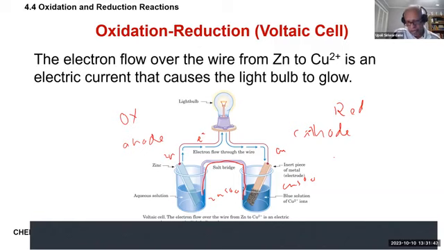There are 2 electrons because copper gains 2 electrons, zinc loses 2 electrons. This light bulb glows or lights up when the reaction takes place. This is a general idea about a battery, an electrochemical cell.